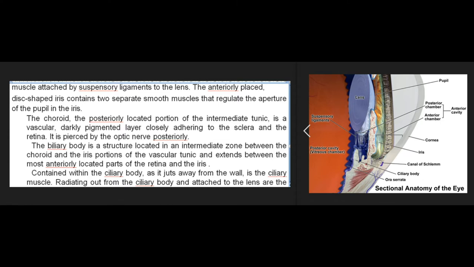The ciliary body is a structure located in an intermediate zone between the choroid and the iris portions of the vascular tunic and extends between the most anteriorly located parts of the retina and the iris. Contained within the ciliary body, as it juts away from the wall, is the ciliary muscle. Radiating out from the ciliary body and attached to the lens are the suspensory ligaments of the lens.